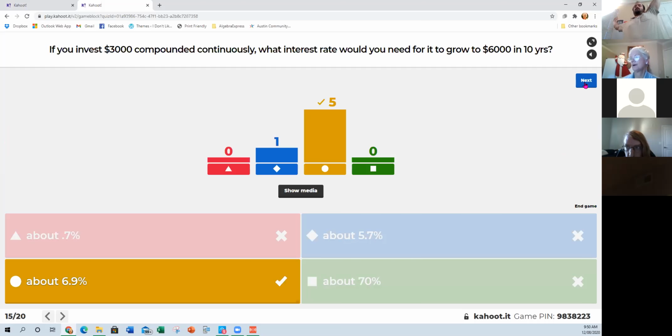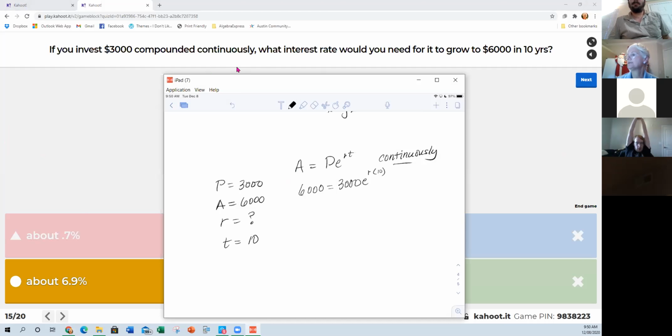Good. Most of y'all got that. So, you know you're going to use the PERT formula because it's continuously compounded. Our principal, the number we start out with, is 3,000. The amount we want to wind up with is 6,000. We don't know what the interest rate is; that's what we're looking for. And the number of years it's being compounded is 10. So this would be our equation.